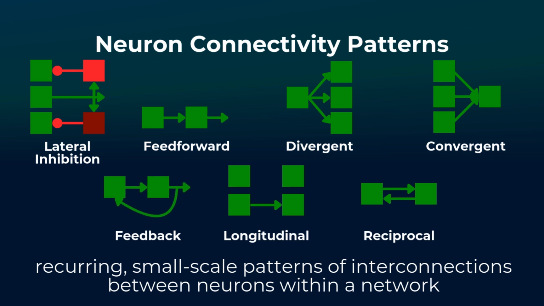hierarchical processing, feedback connectivity allowing for the modulation of input based on higher order information, convergent enabling the integration of information from multiple sources, divergent connectivity enabling the distribution of signals to multiple targets, reciprocal or bidirectional connectivity for complex interactions and adjustments, vertical connectivity, integrating information across different layers of structures like the cortex.